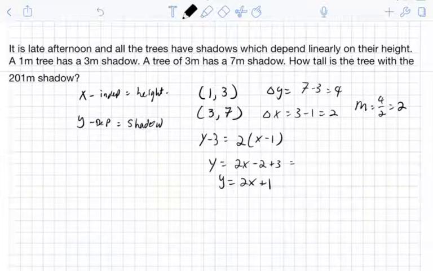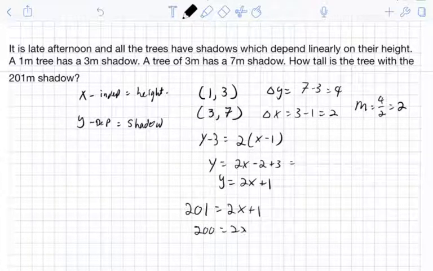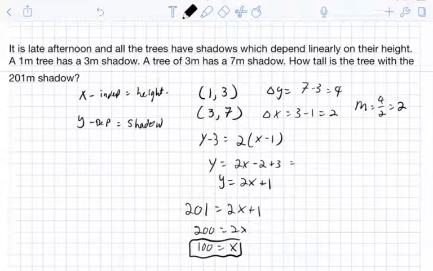So 201 meter shadow. So that becomes 200 divided by 2 equals x. So 100 is equal to x. Well, that's interesting. Oh, wait, hold on. Does this make sense? What's with that 1?